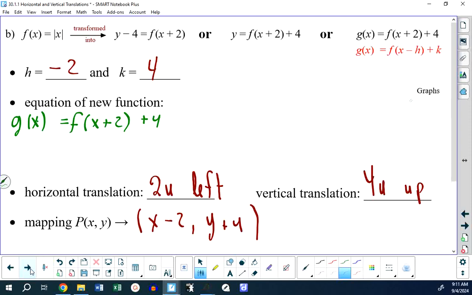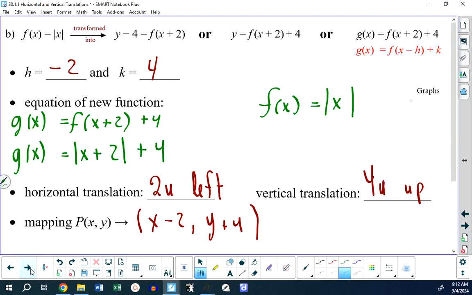Well, if f of x, and I'll write this down just so we can focus our attention on it, if f of x is the absolute value of x, then f of 5 is the absolute value of 5. F of pi is the absolute value of pi. F of 37 over r is the absolute value of 37 over r. F of x plus 2 is the absolute value of x plus 2. So this is the equation of the new function.